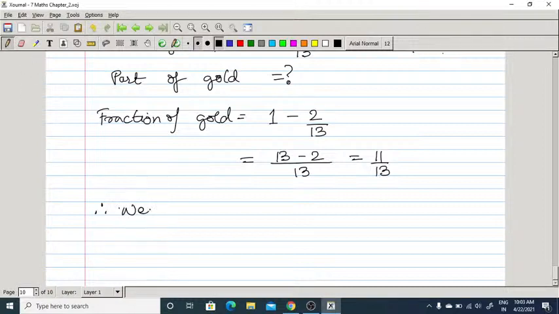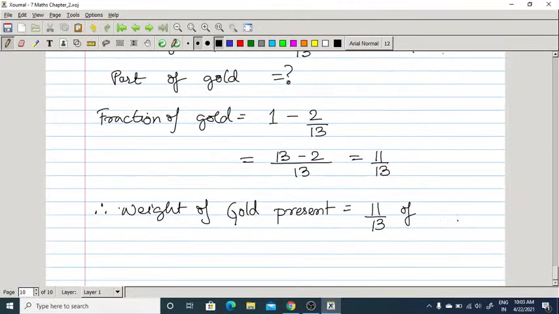So the weight of gold present is equal to this fraction of the total weight. What is the total weight? 52 grams. Okay, so we know that 13 ones are 13 and 13 fours are 52. So that is then 44 grams.